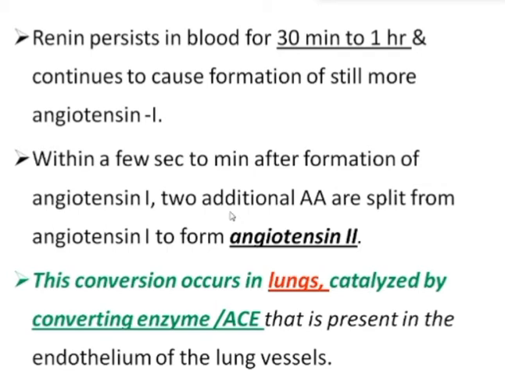So the renin then persists in the blood for 30 minutes to 1 hour, और जब तक ये blood में होगा renin, it will continue to form angiotensin 1, मतलब angiotensin 1 बार बार बनाता जाएगा। So within a few seconds to 1 minute after the formation of angiotensin 1, two additional amino acids are split from the angiotensin to form angiotensin 2.